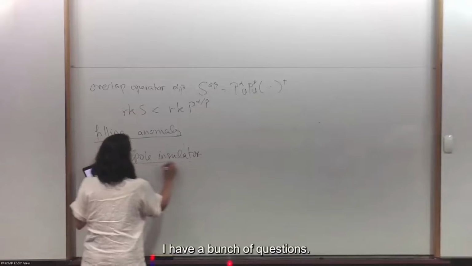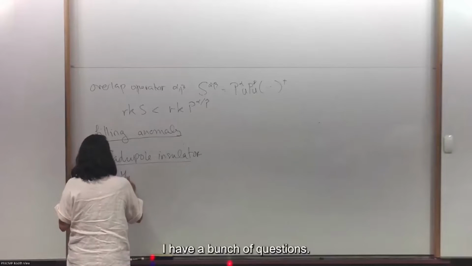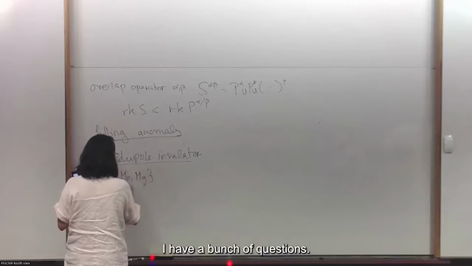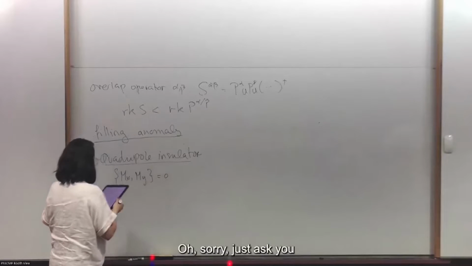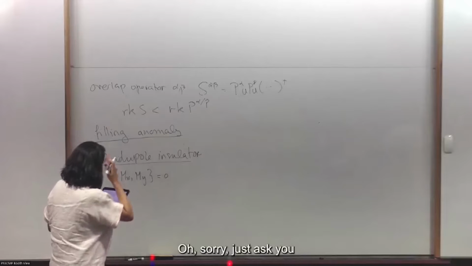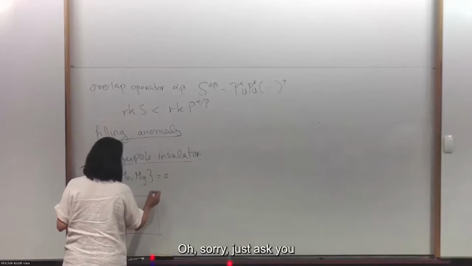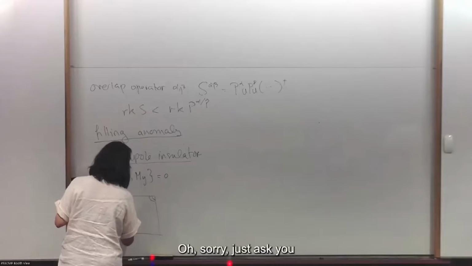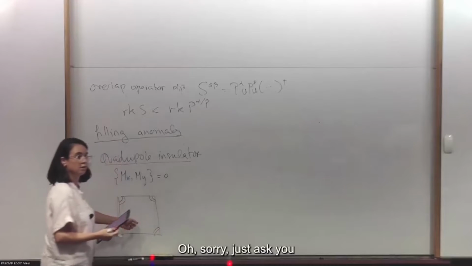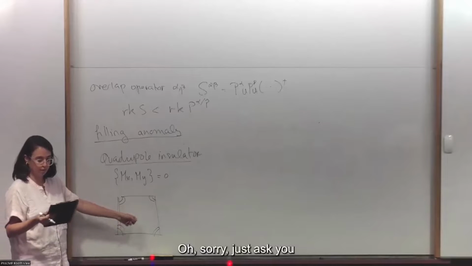And in the quadrupole insulator, where you have two filled orbitals and they have the constraint that mirrors commute, we have two filled states, and then we have the possibility of having, with open boundary conditions, those two filled states being shared by 4 corners. So you do have a filling anomaly as well.